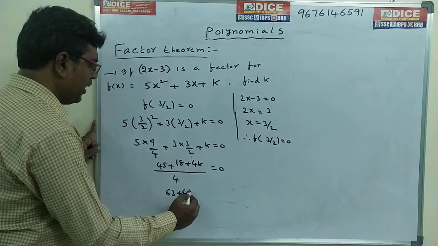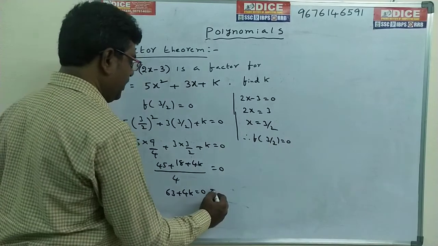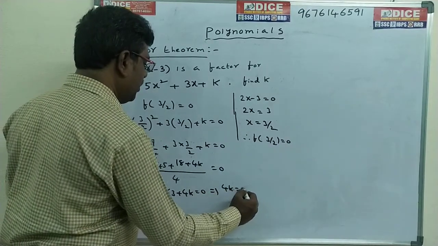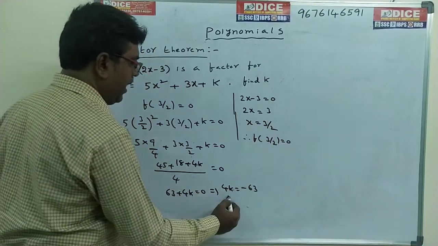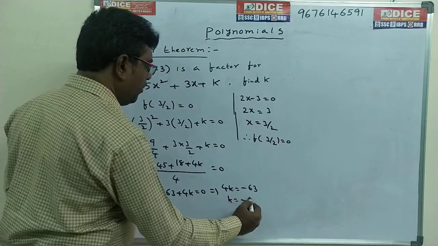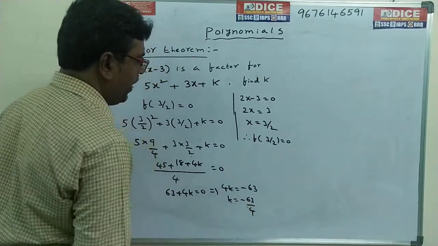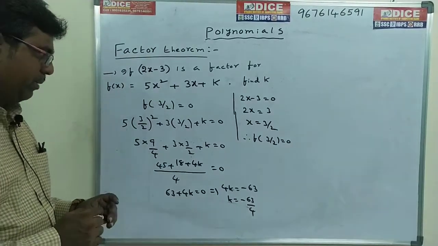63 plus 4k is equal to 0. So this implies 4k is equal to minus 63. K is equal to minus 63 by 4, 4 downwards. K is equal to minus 63 by 4 is the required answer. So the value of k is minus 63 by 4.